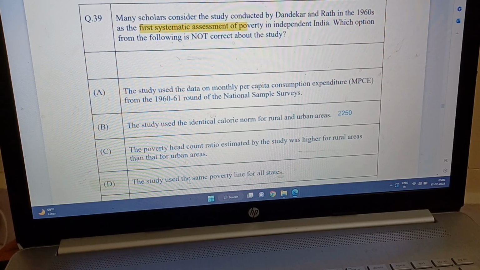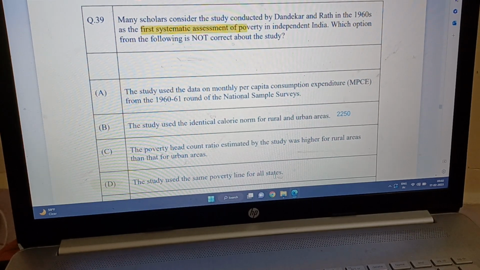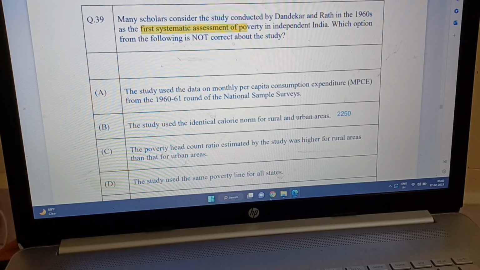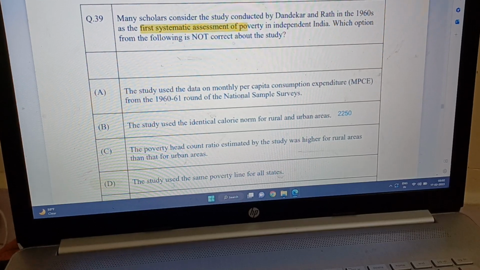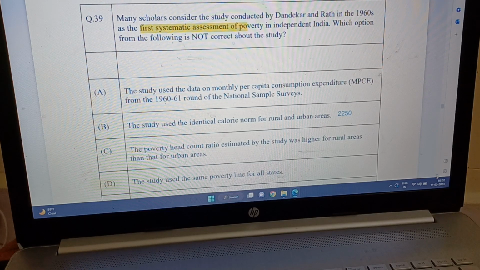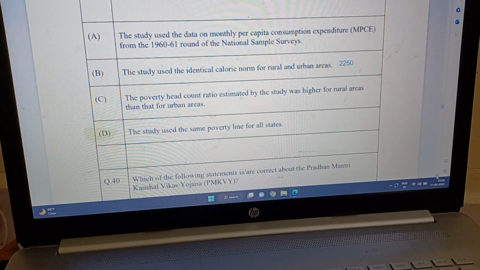And then, the study used the same poverty line for all states. No, states vary in income. Some states are very rich and some states are quite poor. Like Bihar is one of the poorest states at that time. Even now it is poor. And Punjab used to be quite a rich state. Right now, Kerala, Maharashtra, Gujarat, these are richer states. So the study did not use the same poverty line for all states. So answer D is the correct one.